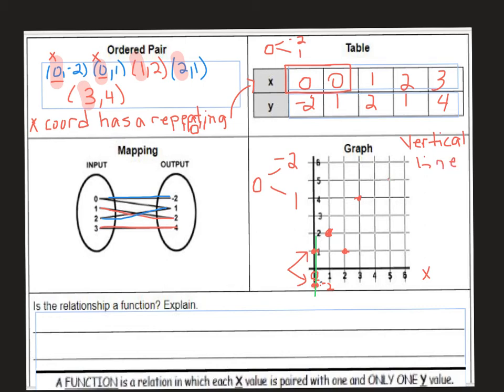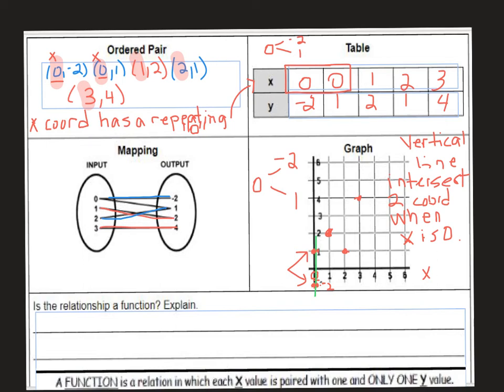Vertical line intersects two coordinates when x, the element or the x coordinate is 0. Okay, so therefore it intersects two coordinates. That means it is not a function.